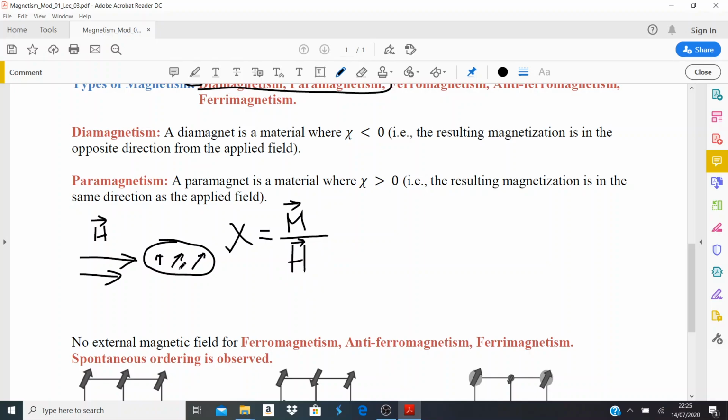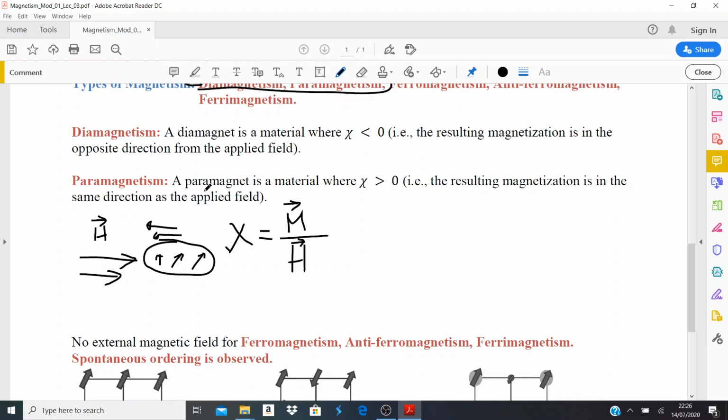What it means is that the magnetic moments of the material tend to anti-align to the applied magnetic field. So this object will be repelled by the magnetic field. These materials are called diamagnets, right? So a diamagnet is a material with a susceptibility less than 0. It means the resulting magnetization is in the opposite direction from the applied field.